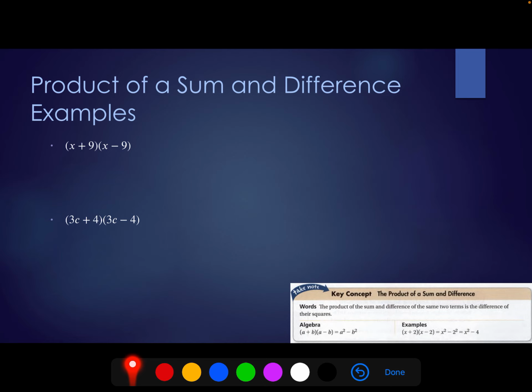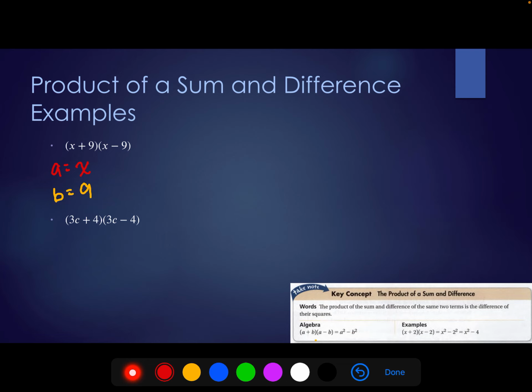Here, our a term is always going to be that first term in our binomial. So in this example up here, our a term is just going to be equal to x. Same with our b term. The b term is always going to be the second term of our binomial, which in this case is 9. So we have a is our x and our b is equal to 9. Now we just have to apply this pattern: a plus b times a minus b is equal to a squared minus b squared.